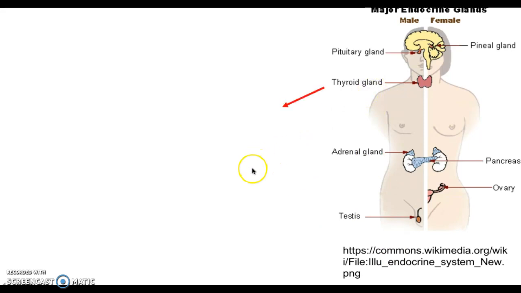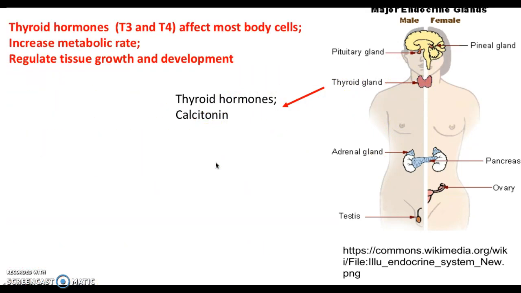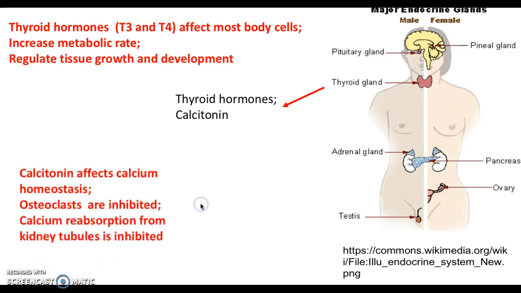The thyroid gland produces thyroid hormones, and we typically lump these together. Sometimes we call them T3 or T4, triiodothyronine or thyroxine, or just thyroid hormones. And then another hormone that comes from the thyroid gland is actually calcitonin. Thyroid hormones affect most body cells. Their actions increase basal metabolic rate, and they regulate tissue growth and development. Thyroid hormones are critically important for nervous system development in children and babies.